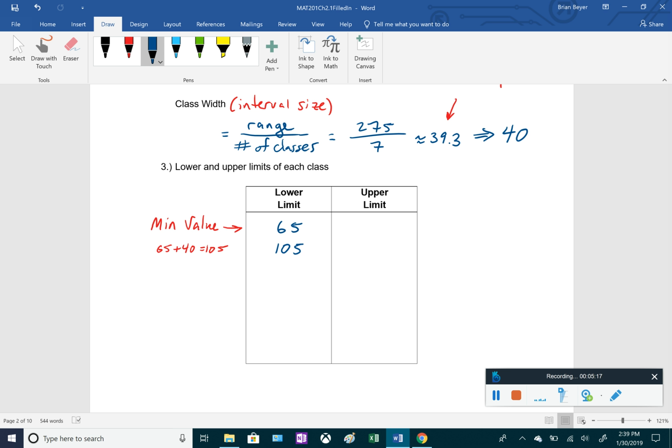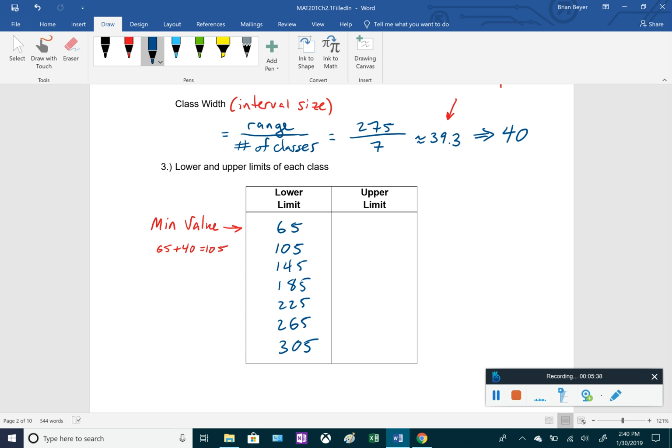Then we're going to keep on adding 40 until we have 7 of them for the 7 classes. So then we have 145, another 40, 185, another 40, 225, 265, and 305. So we just kept on adding 40, which is our class width.